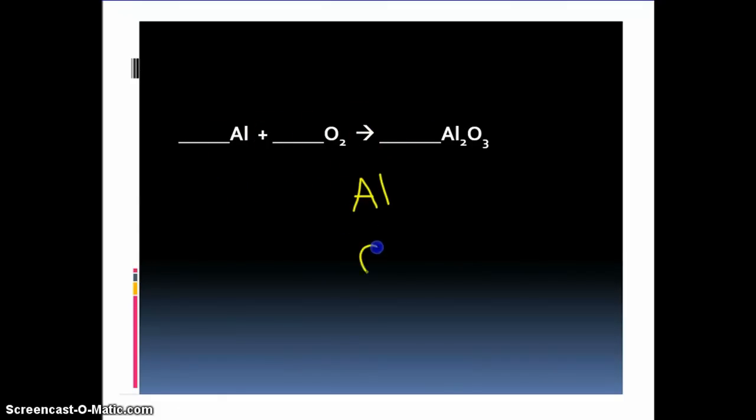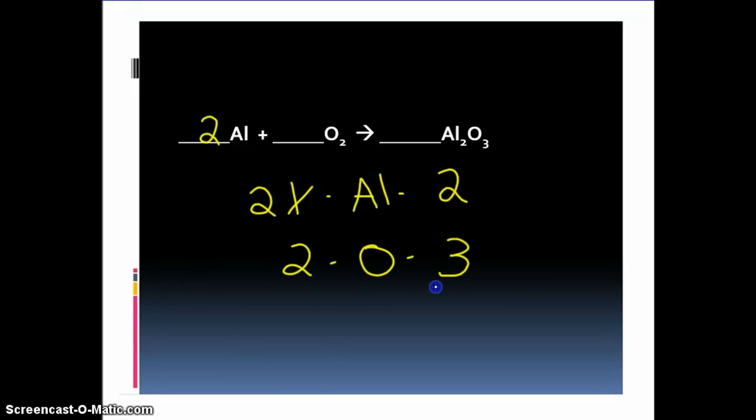Okay, so we're going to write down our aluminums and our oxygens. All right, we got 1 aluminum on this side, 2 oxygens, and on this side we've got 2 aluminum and 3 oxygens. Okay, all right, now let's try to balance this out. We could start with aluminum if we wanted. We need 2 aluminums here.